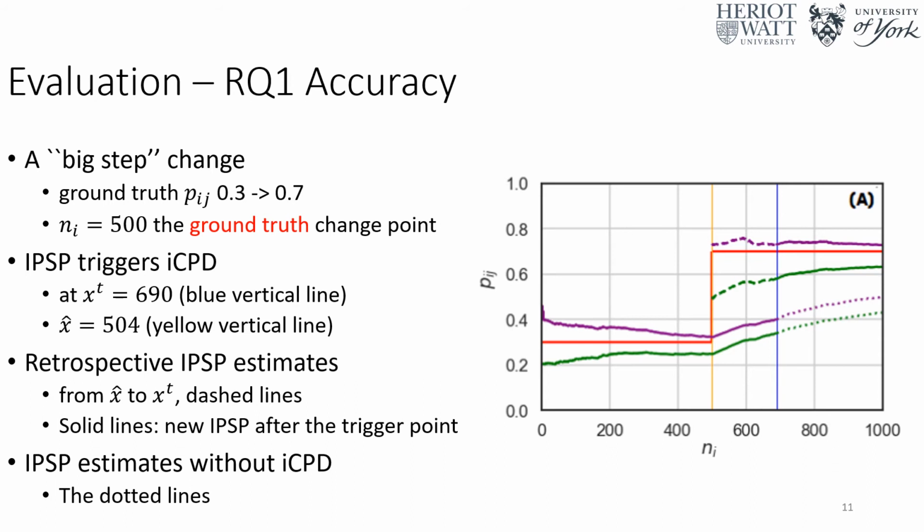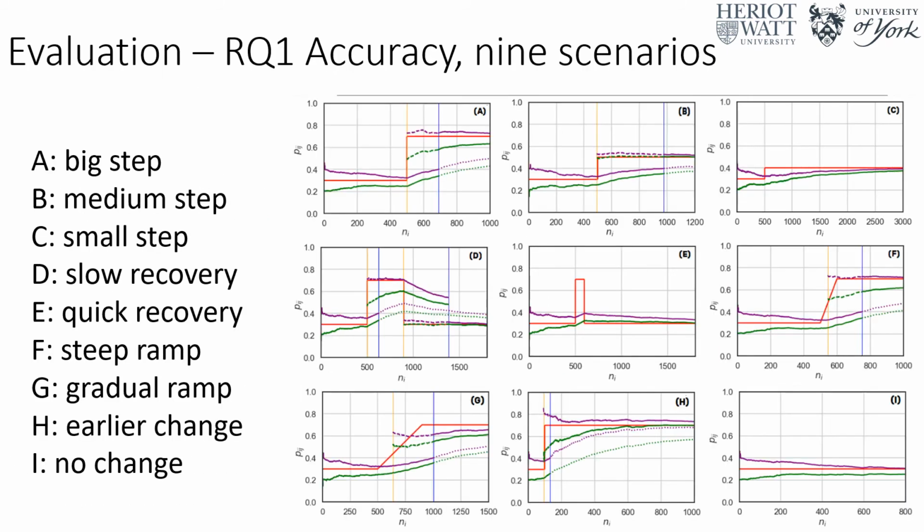That's the solid curves after the blue vertical line. For comparison purposes, we also present the IPSP results alone without the new ICPT analysis. That is the dotted curves after the blue vertical line. And we can see without our ICPT approach, the IPSP estimator alone is far off from the ground truth after the change point. What I have just presented is only one of the 9 scenarios we studied.